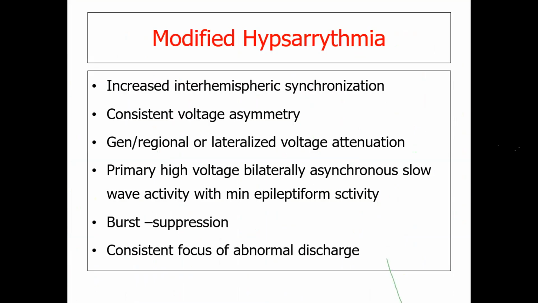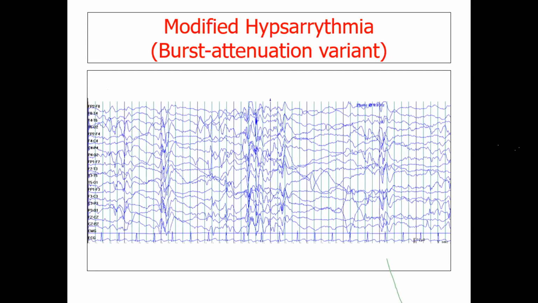This is hypsarrhythmia. On the other hand, modified hypsarrhythmia is something which we frequently see. This I'm just sensitizing. I won't be going into details. There can be certain conditions like increased interhemispheric synchronization or burst suppression or consistent voltage asymmetry, which also qualify as hypsarrhythmia, but as modified hypsarrhythmia. This is a modified hypsarrhythmia of a burst attenuation pattern.